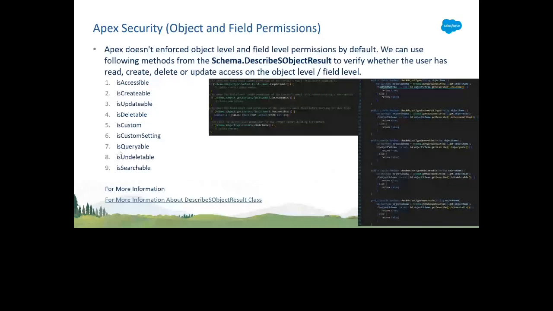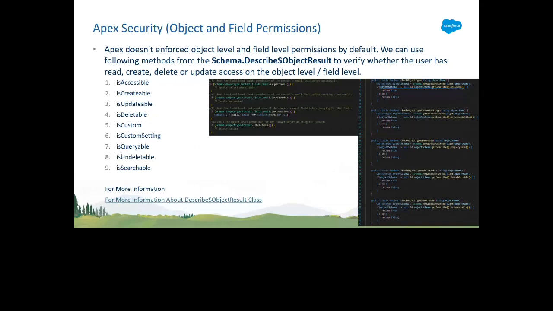Now for Apex security, object and field level permissions. By default, Apex doesn't enforce object and field level permissions. To enforce those, we have to utilize the Schema.DescribeSObjectResult class. There are different types of methods available in that class to check field and object level security. I want to check the field level security, whether I can access that field or not.